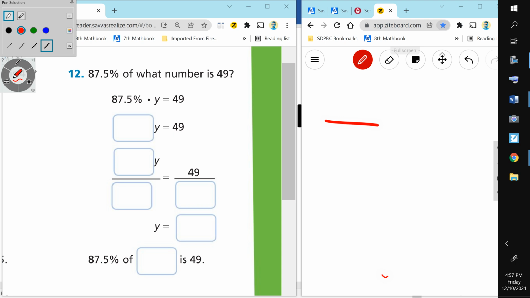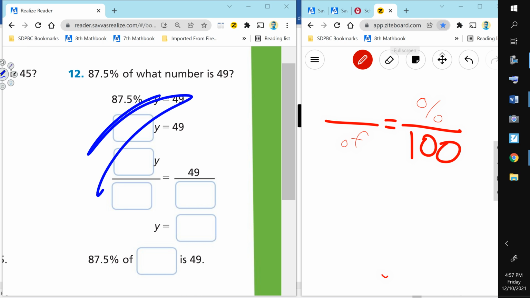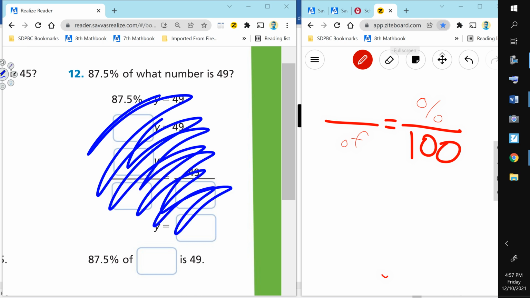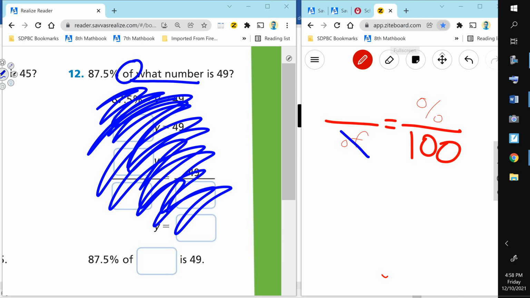So let me set up the proportion. Let me put the 100 here. There's my of, there's my percent. And then I'm going to switch colors. I'm going to look at the problem. I don't want to look at this, okay? That's not going to help us. I'm not doing it this way. So 87.5% of what number is 49? So there's my of, nothing after it. There's my x. My percent is 87.5. And then 49 is going to go right here.